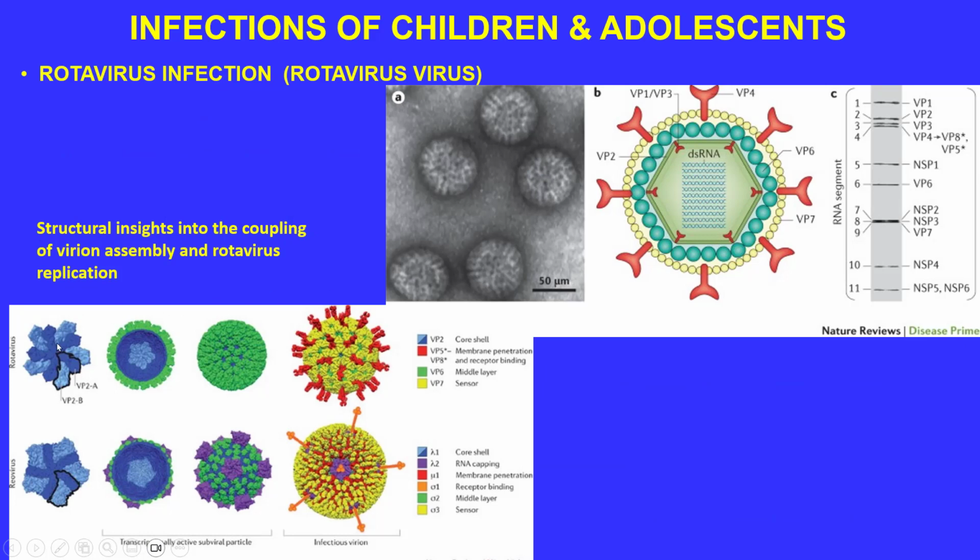Now, this is the structural insight into the coupling of the virion assembly and the rotavirus replication. So what you have is how it's put together. And this is what it looks like under an EM image. And you have a double-stranded RNA. And what you have here, you'll notice the various proteins on the exterior and the binding receptors.